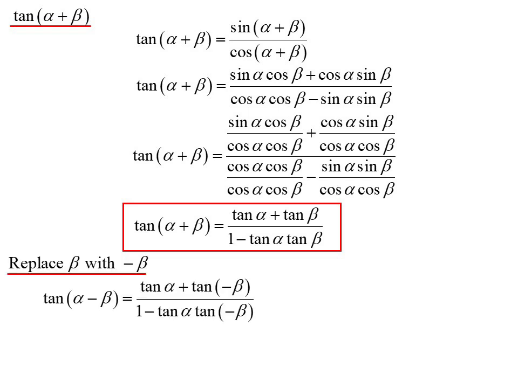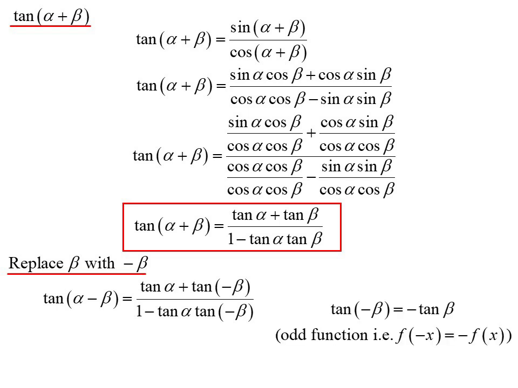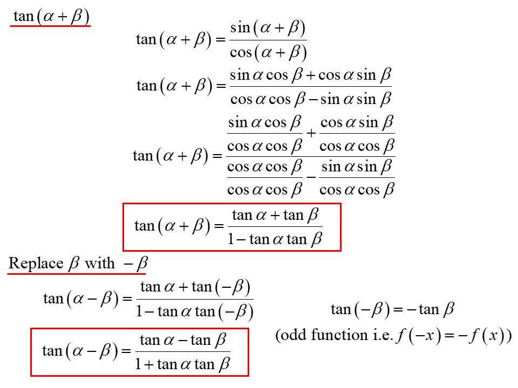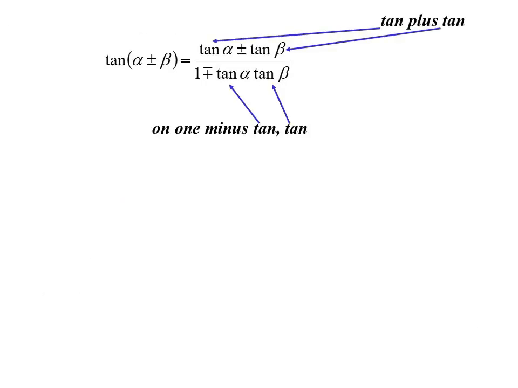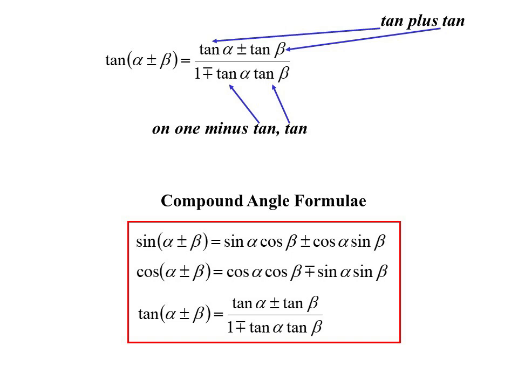Let's replace beta with minus beta. Tan is an odd function, so therefore we get that one. Now, with these ones, I just think of it as tan plus tan on 1 minus tan tan, but I just know that, well, if it's minus, then I'll just swap those signs around. But I still think of it as tan plus tan on 1 minus tan tan. So there's your 3 compound angle formulas.